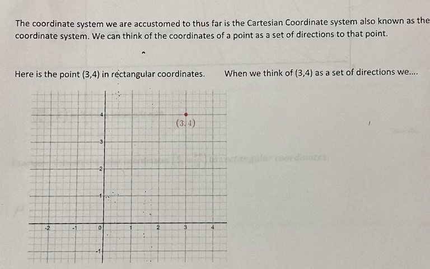But all of that is just how you're used to graphing things. So when you see 3, 4, you automatically do what? You start at the origin. You go right 3 because the first number is 3. You go up 4 because the second number was 4. That's how rectangular coordinates work. But that's not the only way we have to graph things.